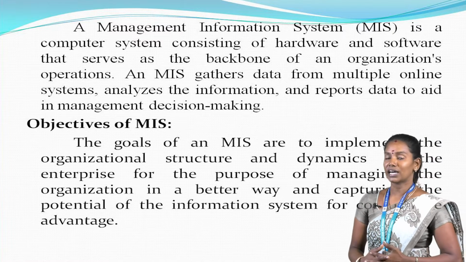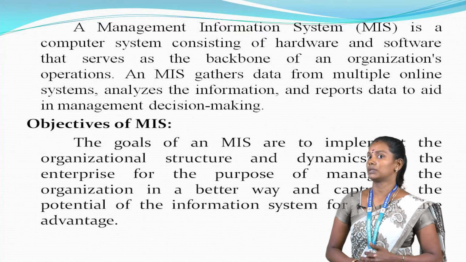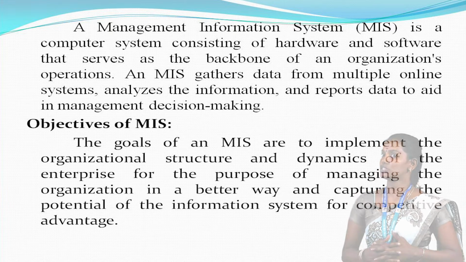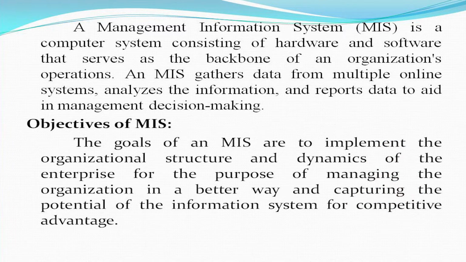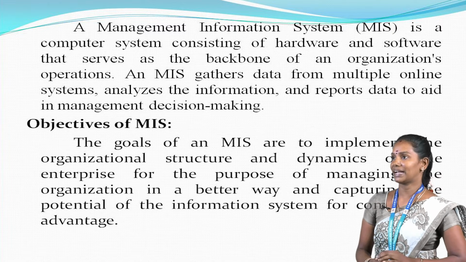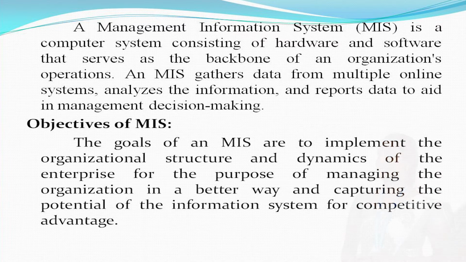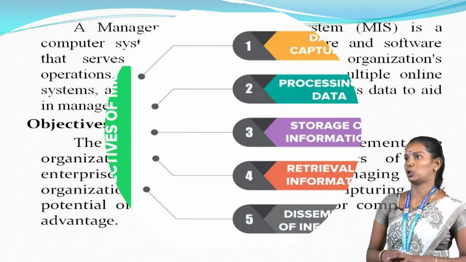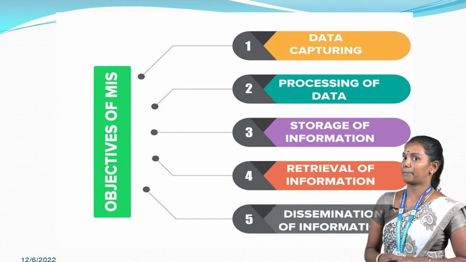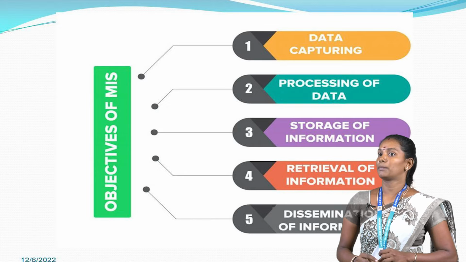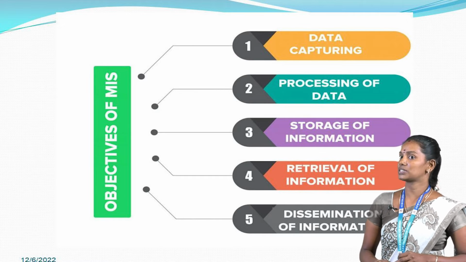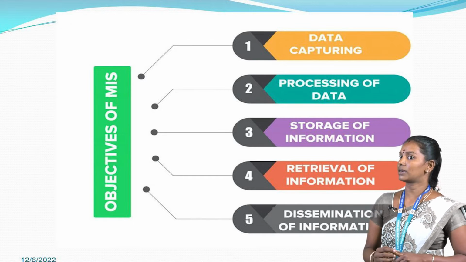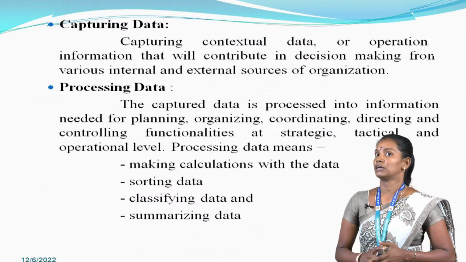What are the objectives of management information system? The goals of a management information system are to implement the organizational structure and dynamics of the enterprise for the purpose of managing the organization in a better way and capturing the potential of the information system for competitive advantage. Objectives of MIS, that means data capturing, processing of data, storage of information, retrieval of information. The next one is dissemination of information.